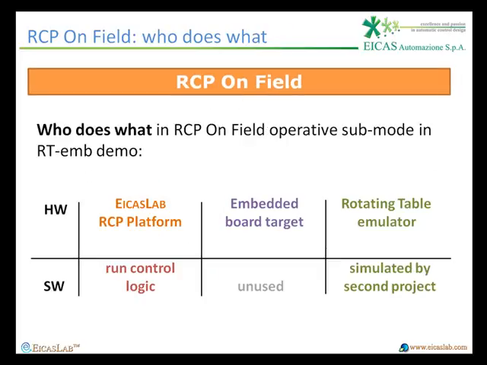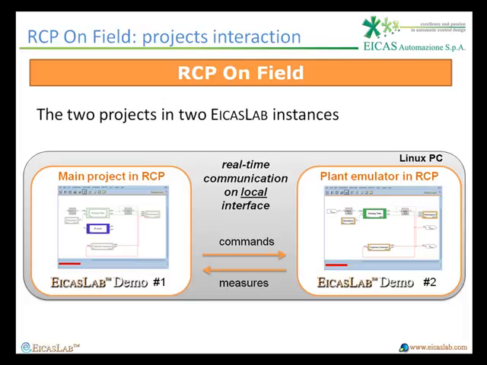So, the actors of the RCP On Field are the EICASLAB RCP platform that runs the control and the rotating table emulator that simulates the plant and communicates with the project containing the control, while the hardware target in this phase is not used. The plant emulator project and the project containing the control run in two EICASLAB instances and communicate through physical interfaces. In this case, Ethernet interfaces have been adopted.